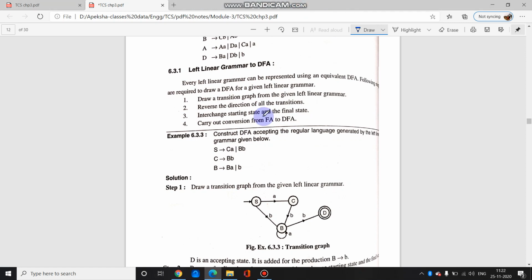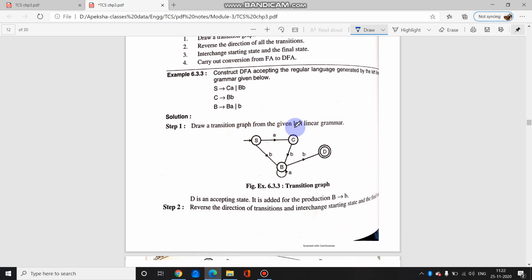The next topic we start with is the left linear grammar to DFA. तो पहले जैसे हमने DFA to left linear किया था, similarly left linear to DFA करना है, same techniques है, just that जो भी grammar दिया रहेगा पहले उसका transition graph draw कर लेना, then reverse the direction, interchange start state and final state and then carry out the FA to DFA. यानी अभी productions दिया हुआ है and you need to draw the required DFA.